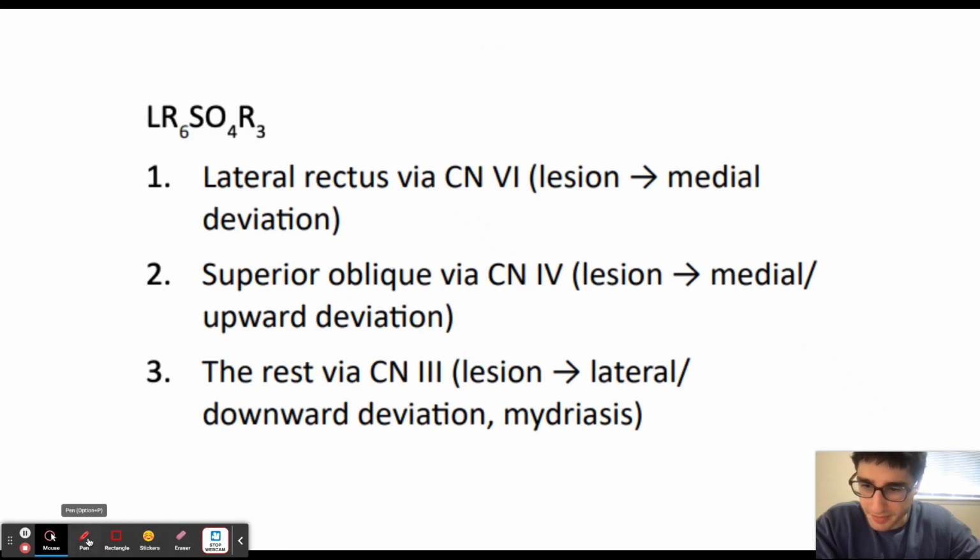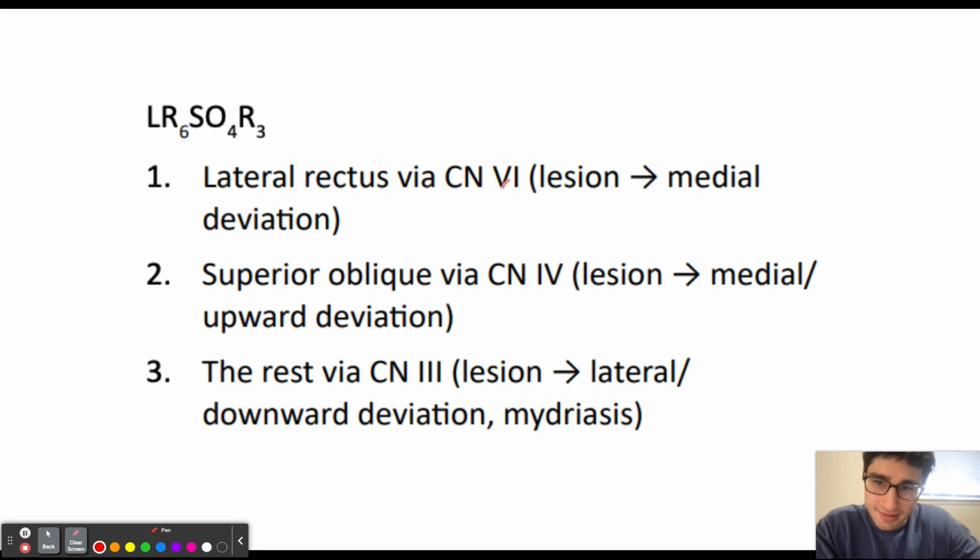Now, let's go to the next page to discuss the nerve supply to these muscles. And you can remember all the nerve supplies with LR6, SO4, R3. So the lateral rectus muscle is innervated by cranial nerve 6. Superior oblique muscle is innervated by cranial nerve 4. And the rest of the ocular muscles are innervated by cranial nerve 3. So this is a little mnemonic to remember all the nerve supply to the muscles.